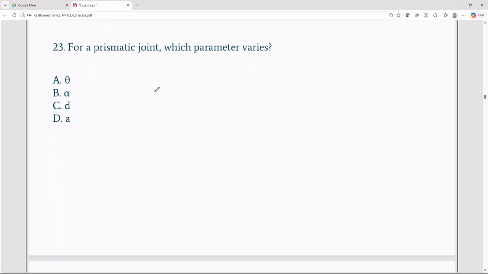Next question. For a prismatic joint, which parameter varies? Options are option A, theta, option B, alpha, option C, D, option D, A. This also we have discussed before. So the correct answer is option C, that is D only varies for prismatic joints.